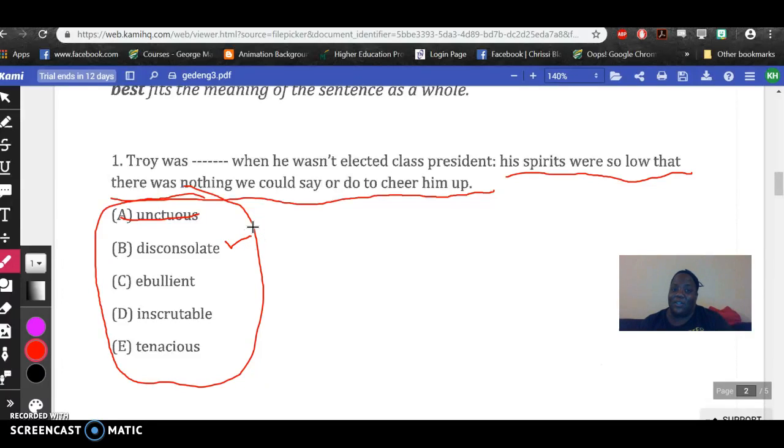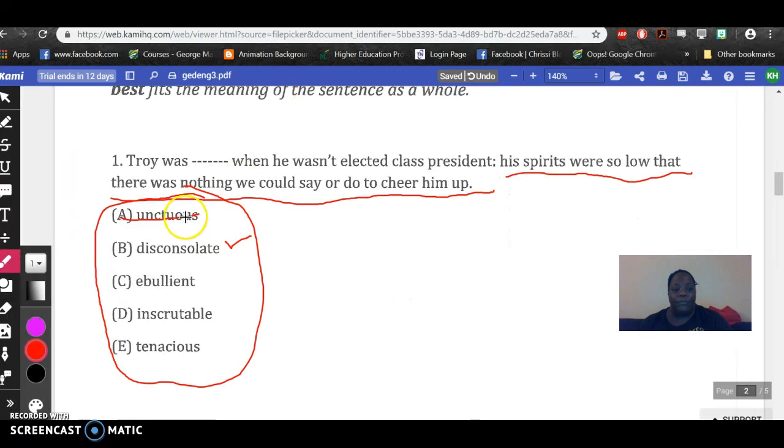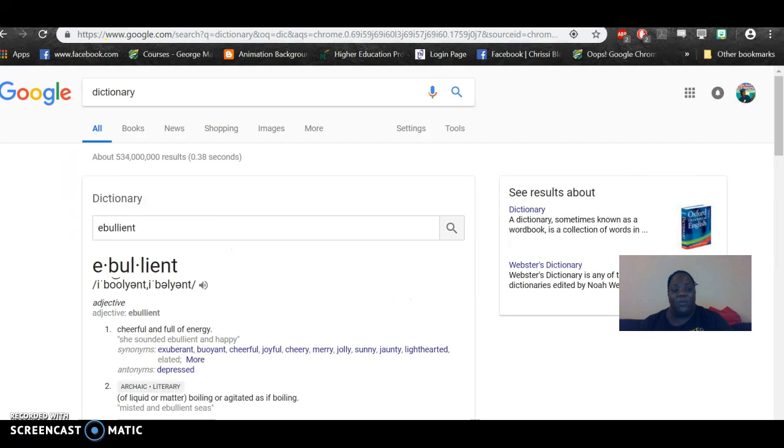But just like any good student, what you want to do is make sure you go through all of these words to see which one is the best fitting one, okay? Because this word is definitely telling us that it's not a happy situation. Let's go to the next word right here. Okay. Yeah, that's a word I've never heard of before either. And what does it mean? Cheerful and full of energy.